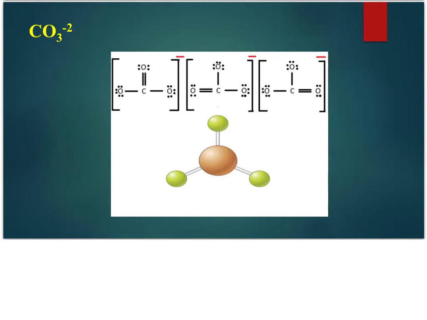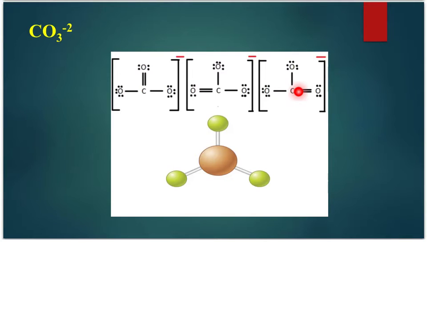Now let's look at our second one, the carbonate anion, CO3. All this is showing us here, remember we talked about resonance structures, different ways of drawing the same molecule. All we're doing here is changing the position of the double bond. That's all we're doing. So they're resonance structures.